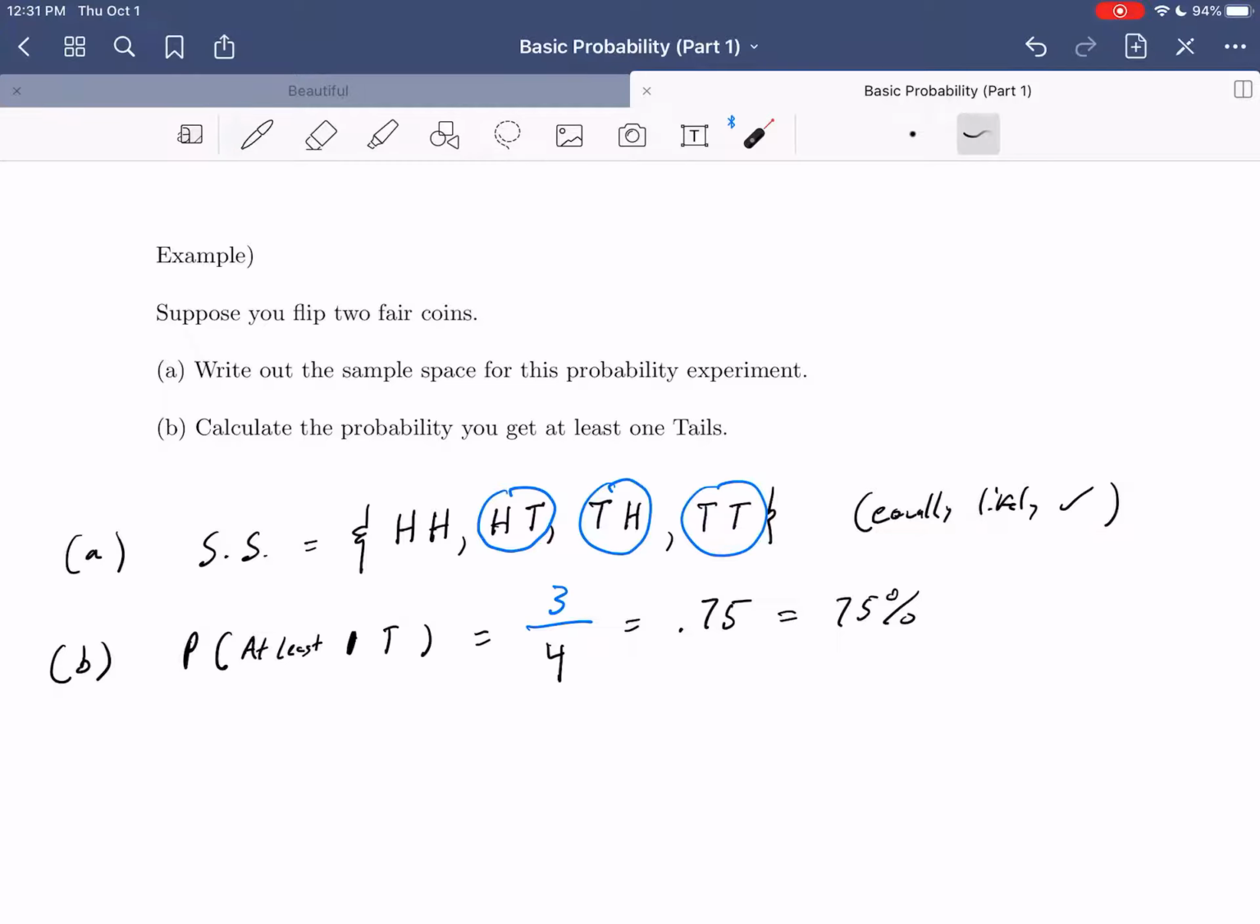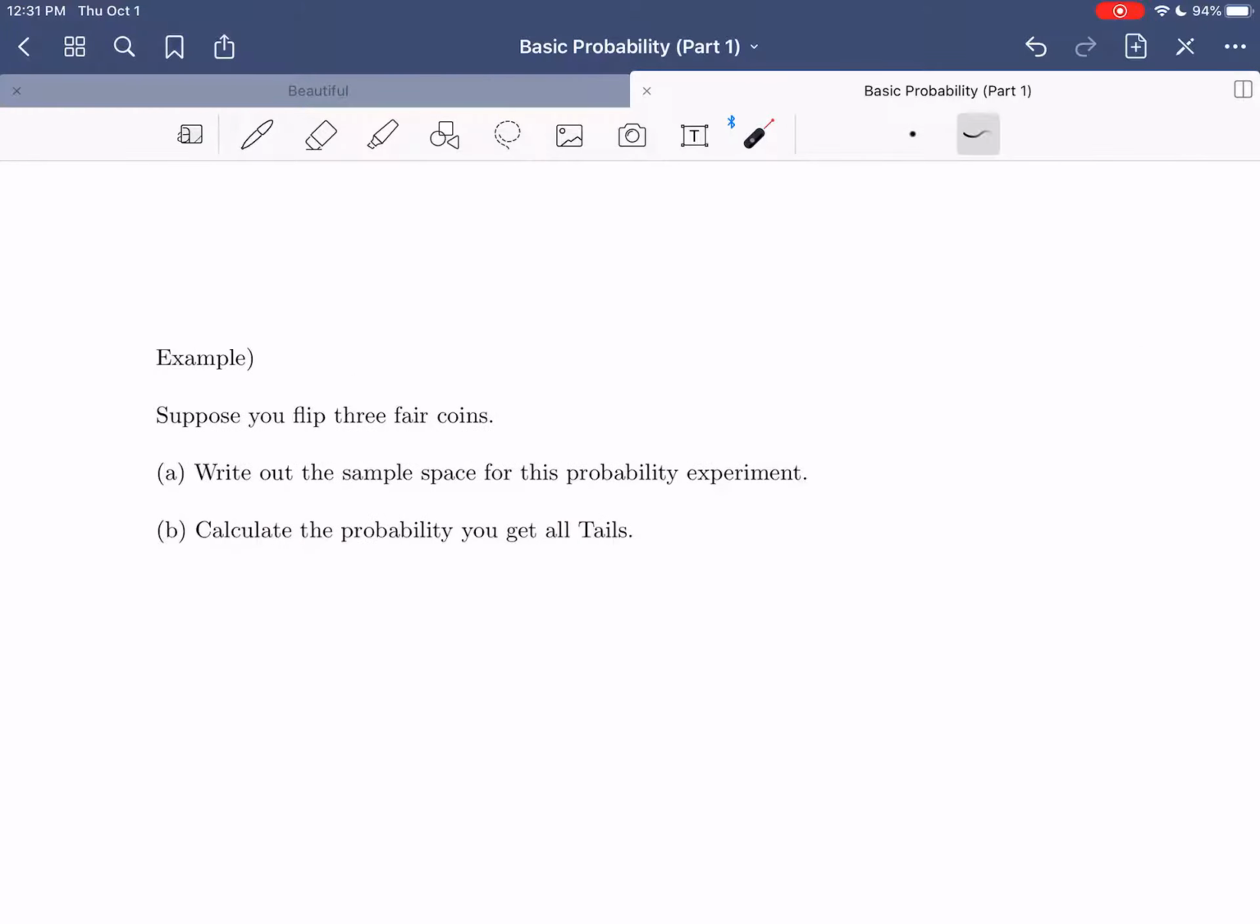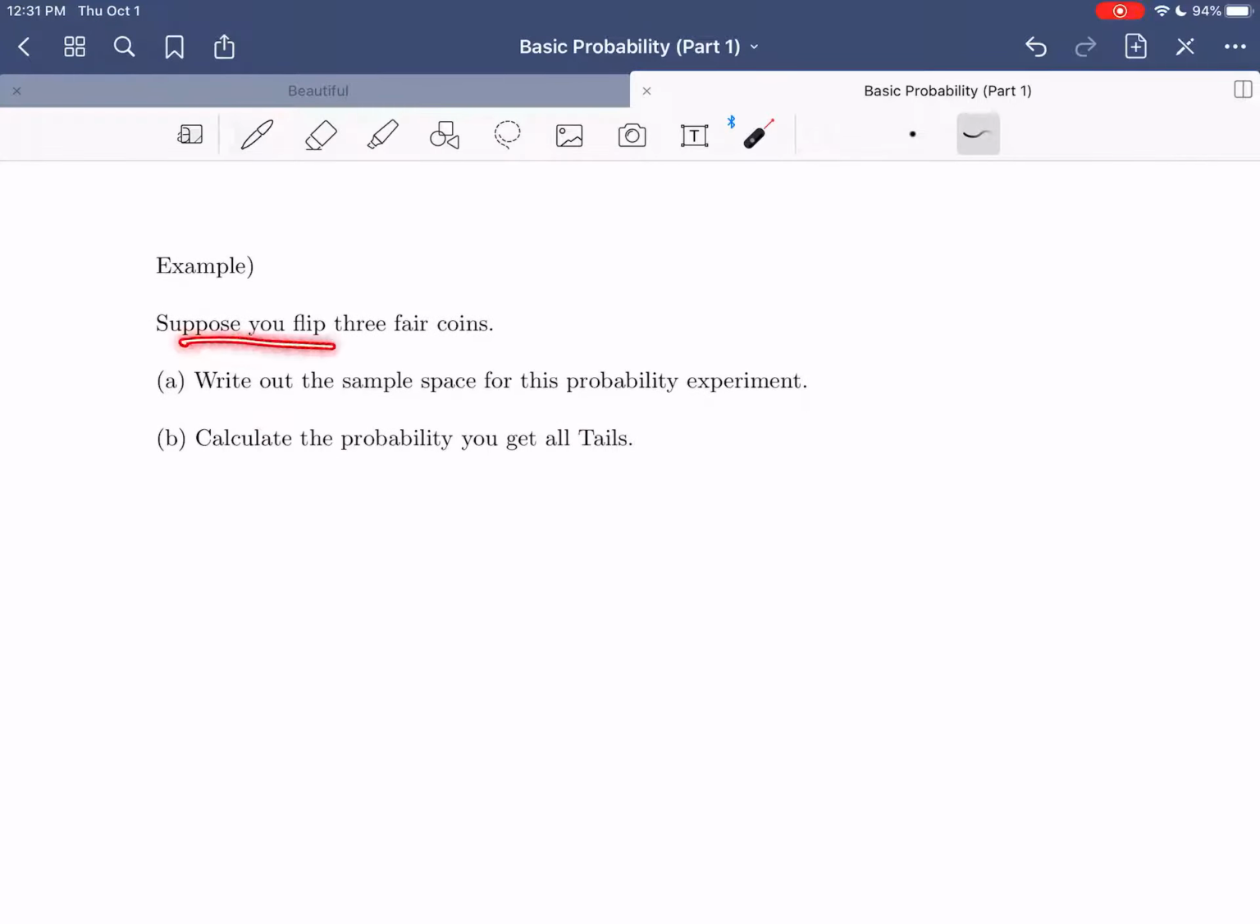All right, let's take a look at it taking this one step further, and then we'll move off of coins for a while, and let's talk about what happens if you flip 3 fair coins. All right, so we're going to try the same thing here. We're going to suppose you flip 3 fair coins. We're going to try to again write out the sample space, and then we're going to try to calculate the probability you get all tails. So for A, let's see if we can write out that sample space. All right, well, let's start to write out what they can look like. You could get heads on the first one, then heads on the second one, then heads on the third one.